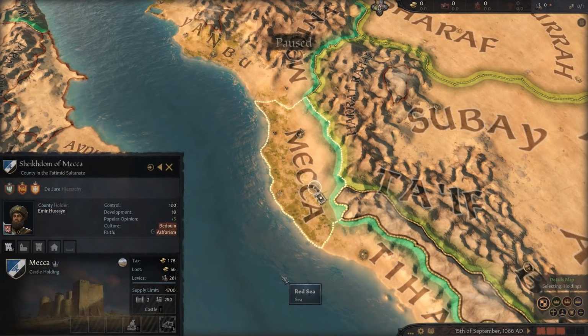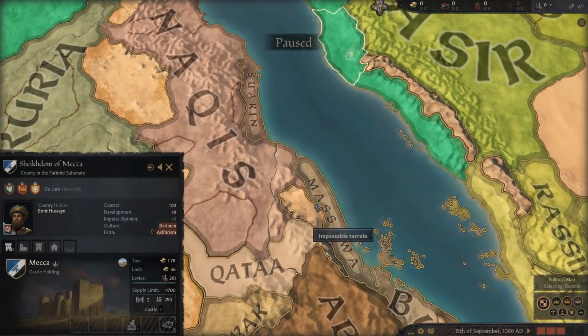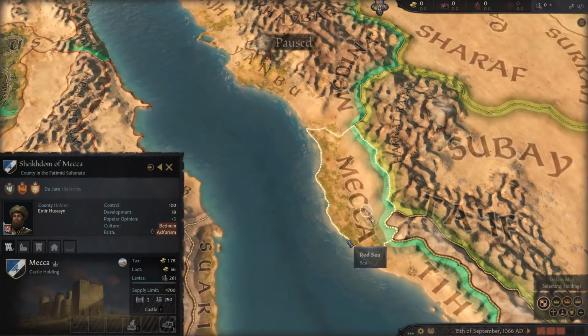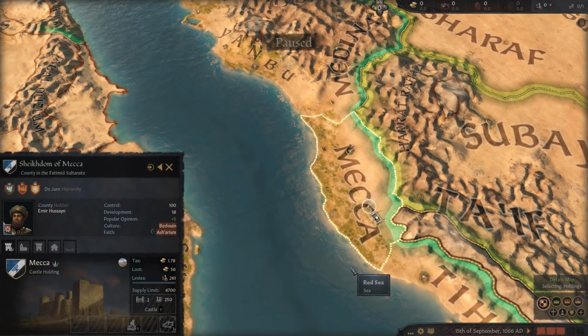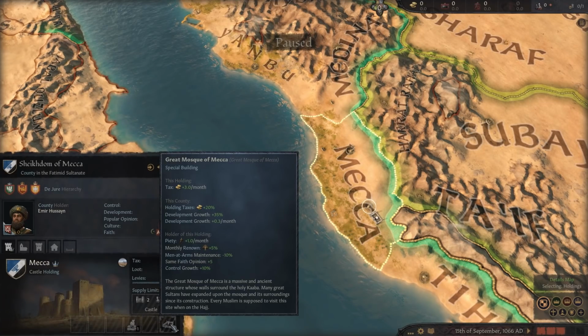Now we find ourselves on the banks of the Red Sea, as you can see here, within the Fatimid Sultanate in the county of Mecca. And in Mecca, of course, you have the Great Mosque of Mecca. This is enabled if it is the holy site of your religion. You get plus 3 per month in taxes. You get a holding taxes of plus 20%, 35% development growth, and 0.3 per month.